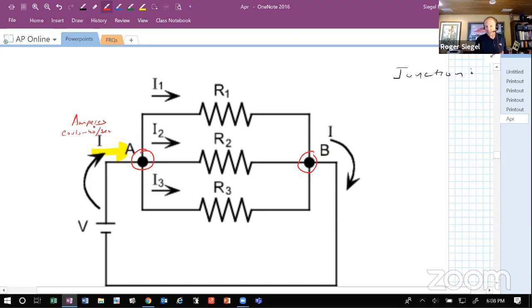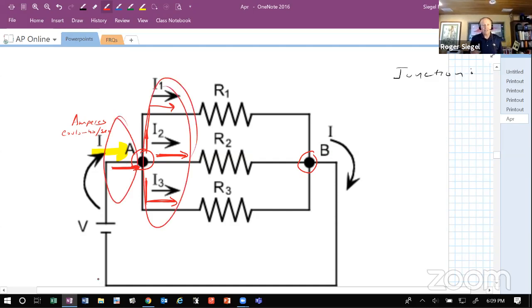Now, it takes a lot of electrons or a lot of positive charges to make a coulomb, but we're literally counting things. So coulombs per second, charges per second moving into this junction means that the current coming out this way, I1, the current coming out this way, I2, and the current coming out this way, I3, all have to add to the current going into the junction. Now that's Kirchhoff's junction rule, and that's an articulation of the law of conservation of charge.